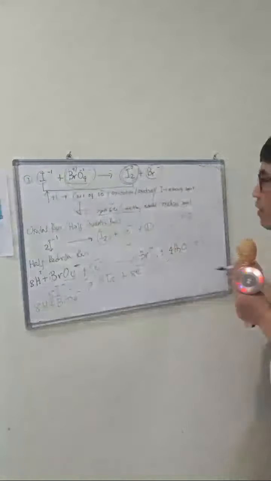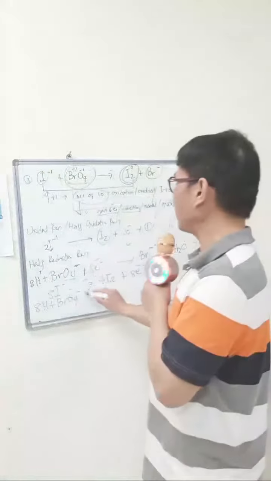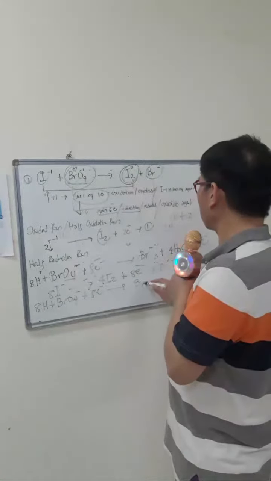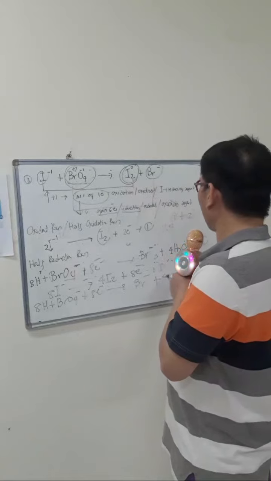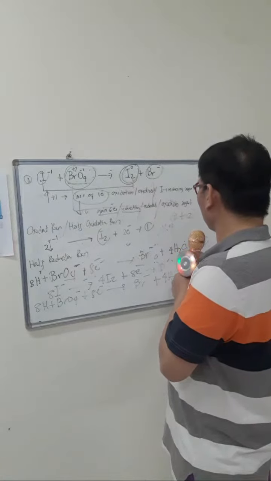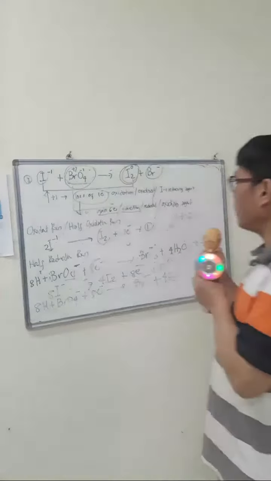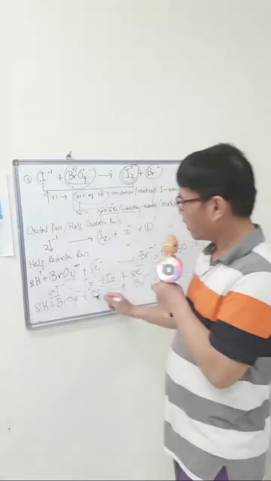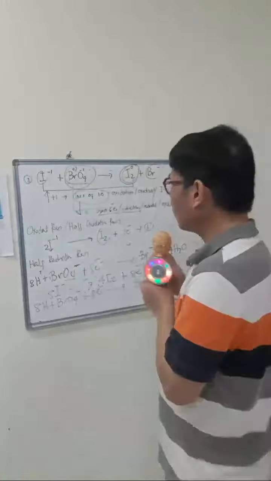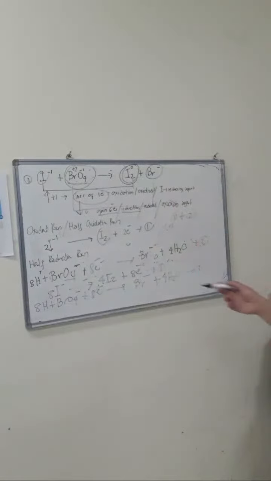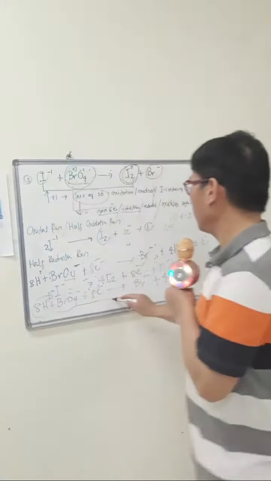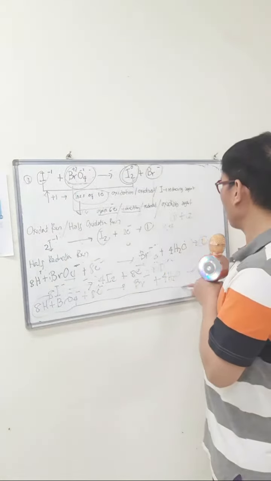Equal to plus 8 electrons, and then equal to bromide plus 4H2O, equation 2. So cancel the 8 electrons because they are in opposite directions: 8 electrons on the left and 8 electrons on the right. So this will be our final H plus, bromate, plus bromide plus 4H2O.